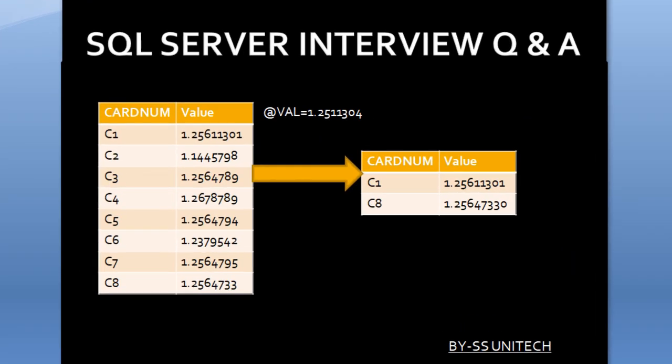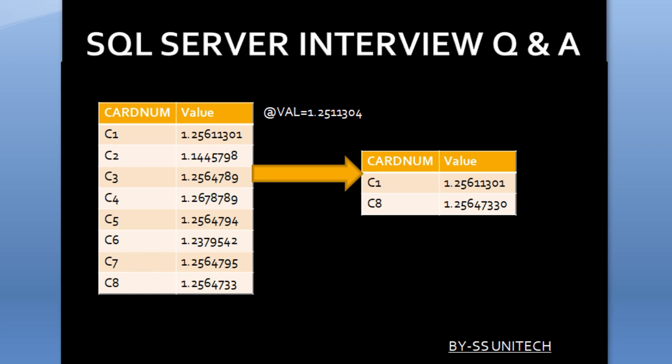As we can see, we have an input table that has only two columns. First is card number, second is value. In card number, we have string data, that is C1, C2, C3 and C4. But in the value column, we have numeric data, that is 1.2561301, then 1.1445798. So we have numeric values in the value column.